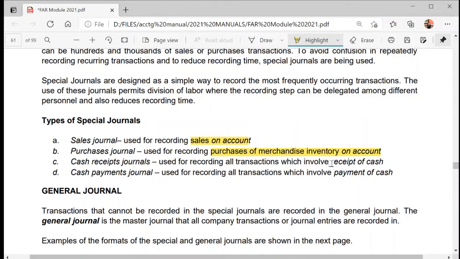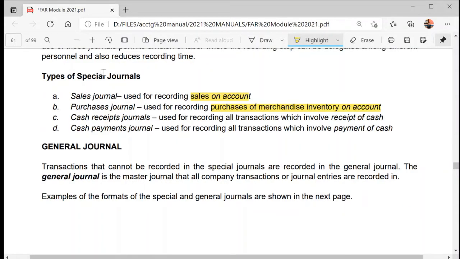On the other hand, if we pay for anything, like paying a debt, or releasing money for a refund and so on, basta there is a credit to cash, that will be recorded in the cash payments journal, or they also call it the cash disbursements journal, CDJ. We also have the general journal.